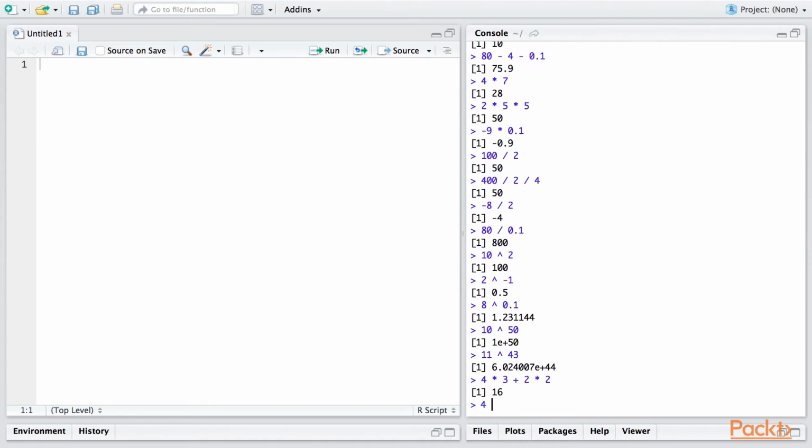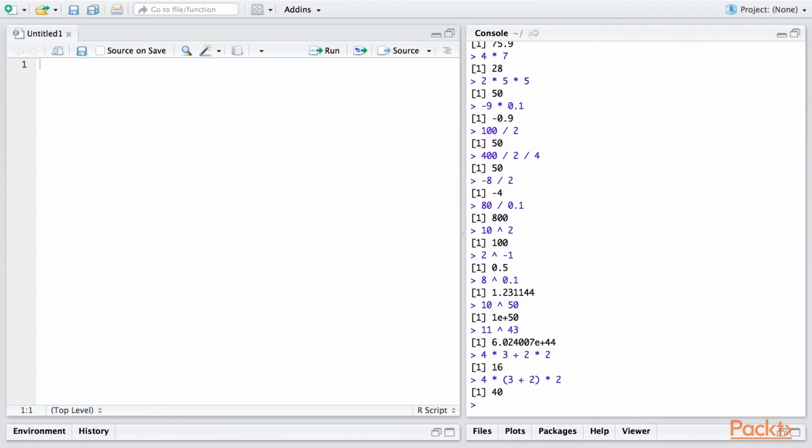If I type 4 times, open parenthesis, 3 plus 2, close parenthesis, times 2, the answer is now 40. The expression inside the parentheses is evaluated first. 3 plus 2 is 5. Then 4 times 5 is 20. Times 2 is 40.